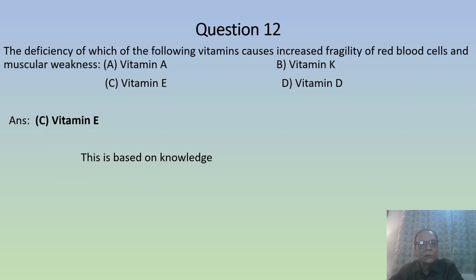Question 12. Now this is based on your retention of the facts. So vitamin E is the right choice. Its scarcity causes deficiency, resulting in increased fragility of red blood cells and muscular weakness.